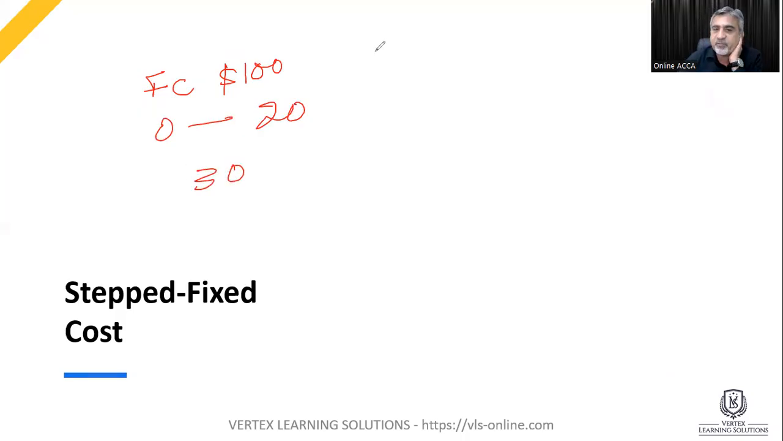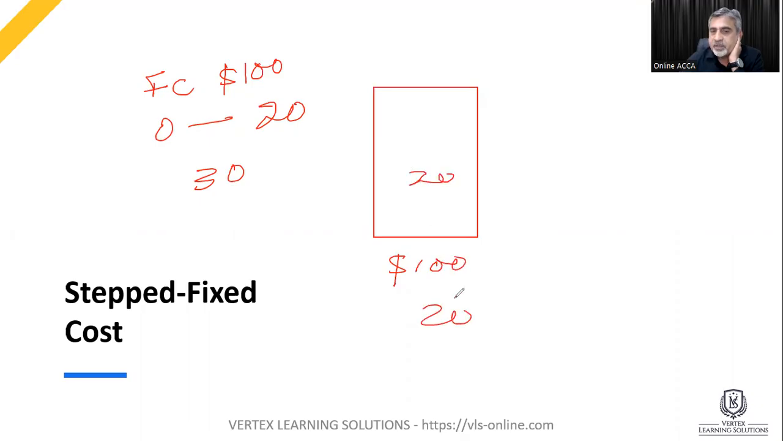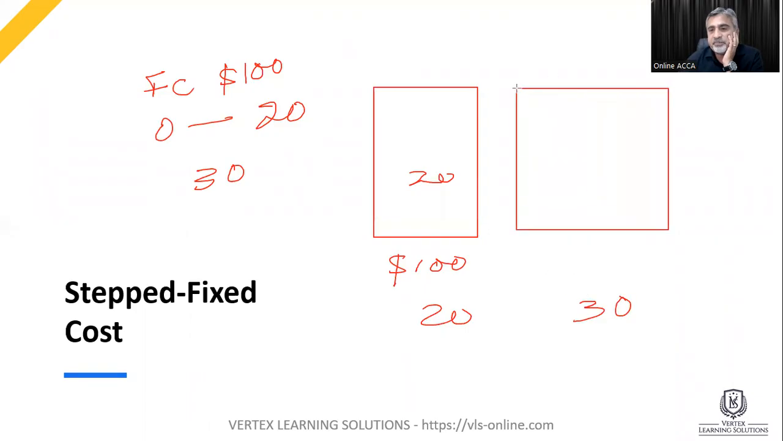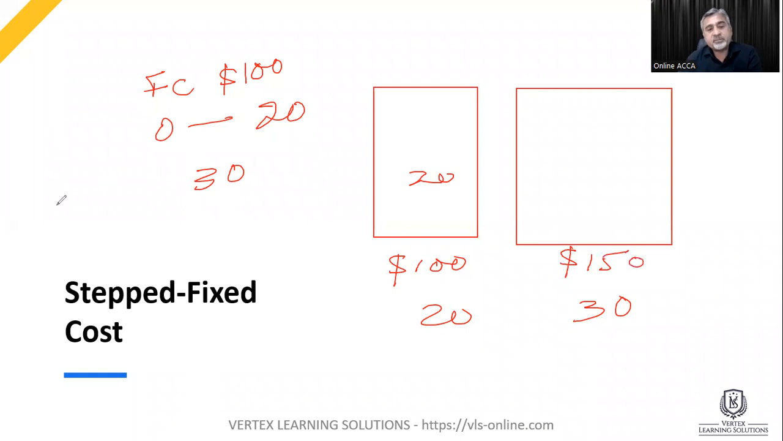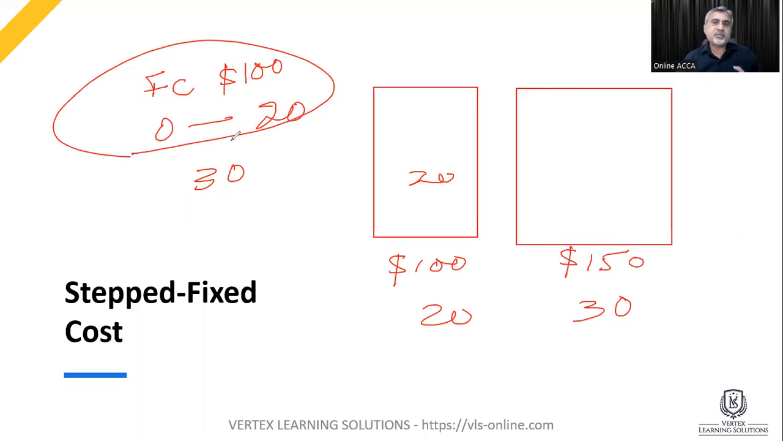Before, I had a smaller room and I was paying $100 rent for that, and I can have only 20 students inside. Now if my number of students becomes 30, I cannot take everyone inside. So I need a bigger room, and that bigger room probably has a rent of $150. So from 0 to 20, my fixed cost is 100. But as the number of students increases to 30, my fixed cost will also go up to 150.